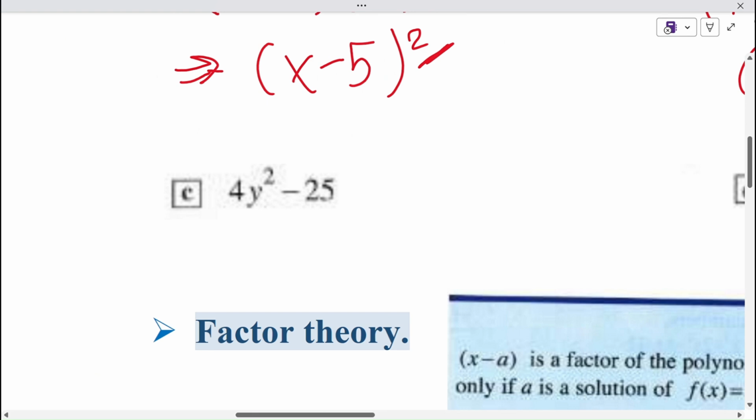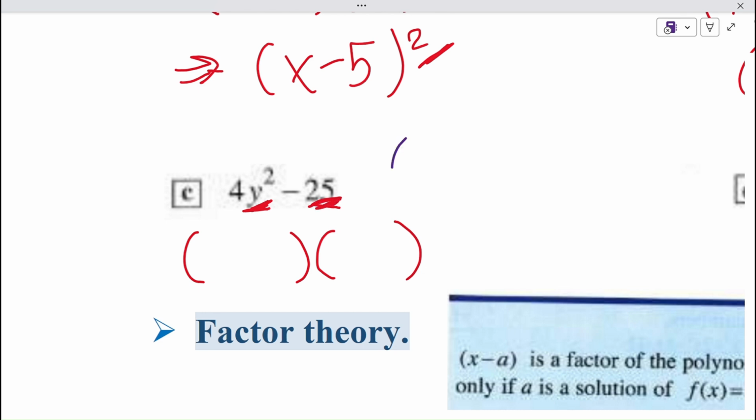What about this question? Again, we have a quadratic. Just open two brackets, but be careful. Here we have 25 and 2. This is just like this type, x to power 2 minus y to power 2. Okay, x to power 2 minus y to power 2. Now we can solve this.